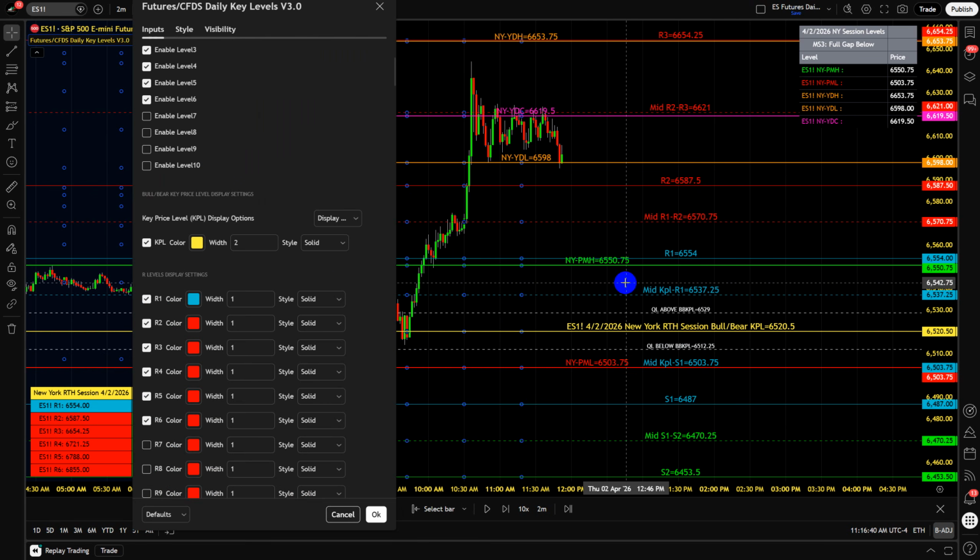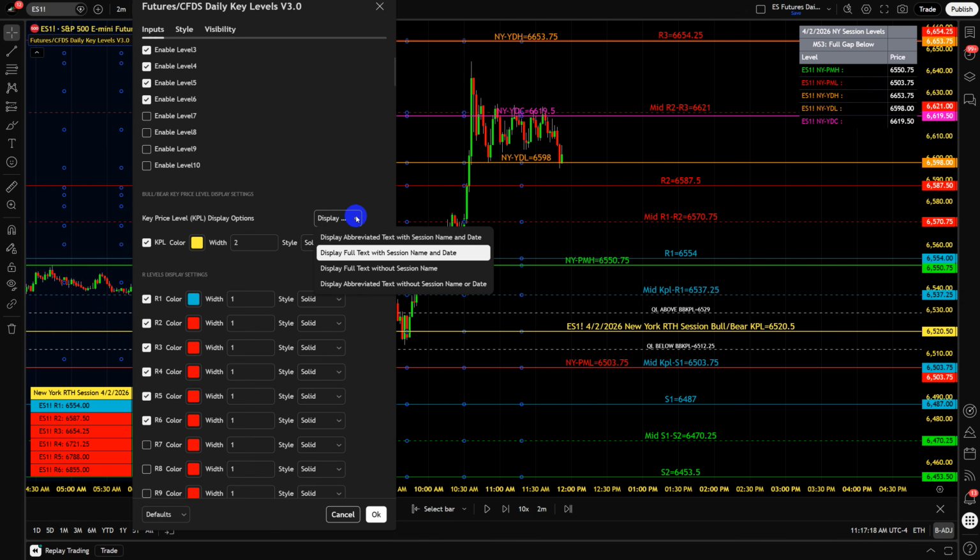These line labels, by the way, which we'll get to in a second, are also individually controlled by group, so you can make them smaller or larger. So this is the default scheme of the main levels, the main R and S levels being on large, the midpoint levels being on large, and the QL levels being on normal, and then these contextual levels here also being on large. But you can change those as a group to your liking if you prefer to have them smaller or larger. Next, you go to display full text without session name.